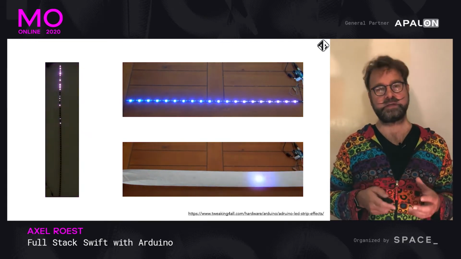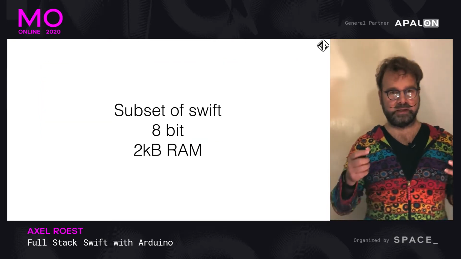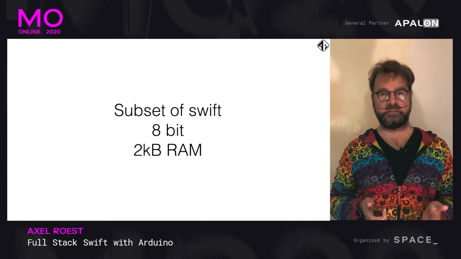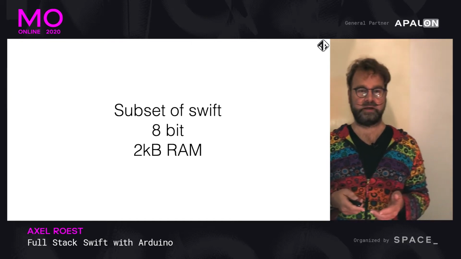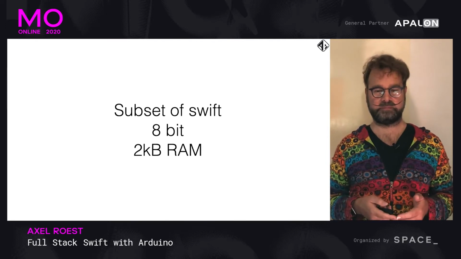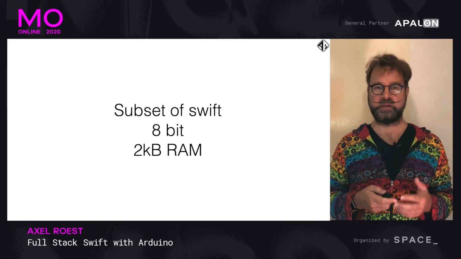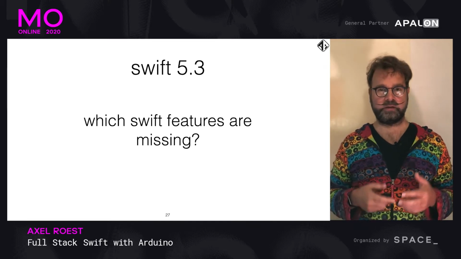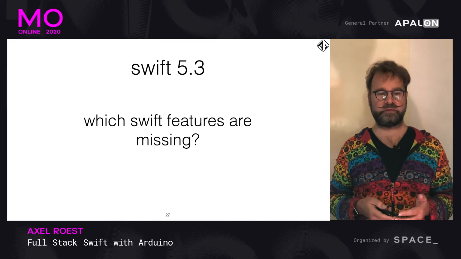So there is a problem with Swift for Arduino, and that basically has to do with the fact that it is a very small processor. The processor is 8-bit and only contains 2 kilobytes of memory. And that's like 1,000,000 times less powerful than your standard iPhone. So the Swift runtime is a lot smaller than the Swift runtime that you would run on iOS or macOS. So even though it does support Swift 5.3, several Swift features are missing.